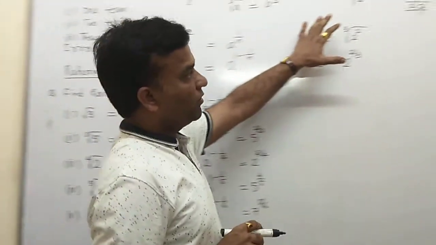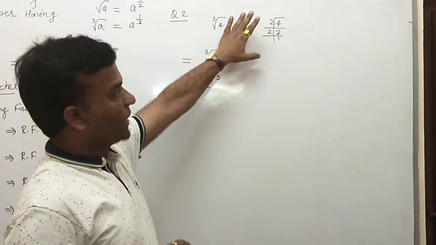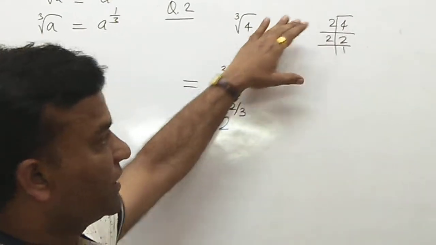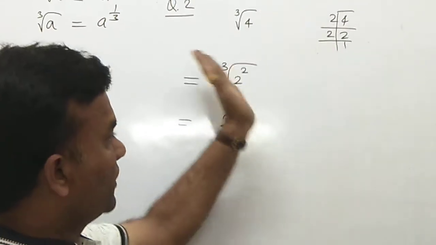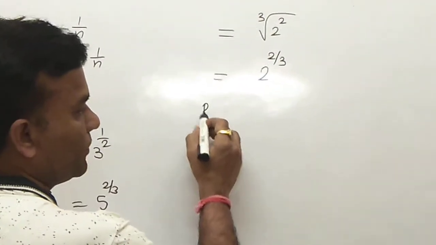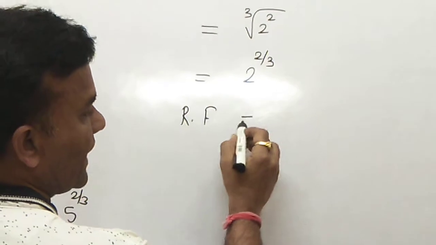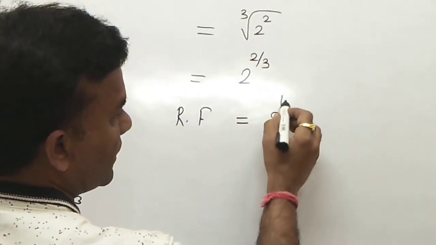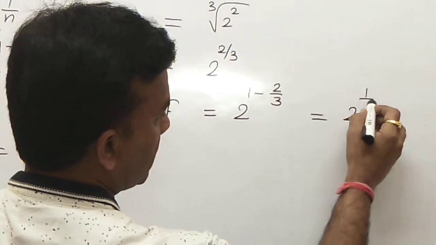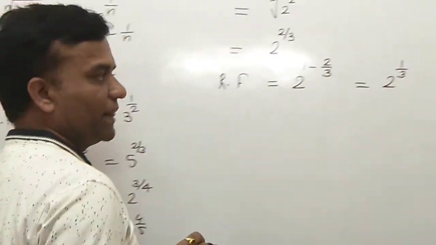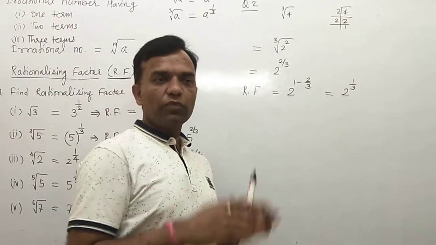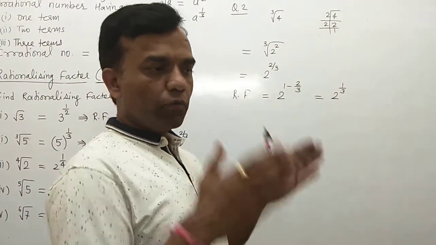But in this case we do not have a prime number. So first we find out the factors of the given number. How many possibilities are there? Because we have 4, the possibility is 2 to the power 2. Then you convert the complete number into the exponential form. Now you write down its RF, rationalizing factor. Then you have 2 to the power 1 minus 2 by 3, which is 2 to the power 1 by 3. So it mainly depends on its power, but before this, first you convert into prime numbers.